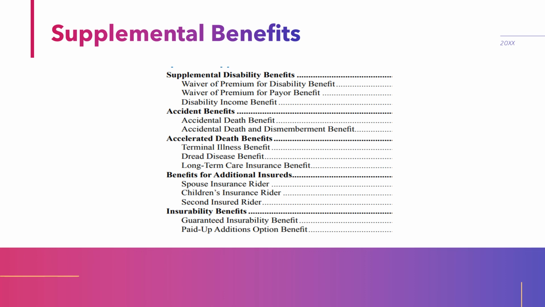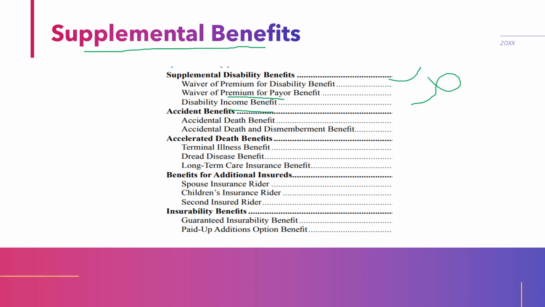Now we came to our last chapter, the supplemental benefits. This chapter also we are not covering in much detail. You can read it from the LOMA 280 PDF if you want. So we can go through it as an overview. Supplemental disability benefit: in this we have waiver of premium for disability benefit, waiver of premium for payer benefit, and the disability income benefit. This is all about once you suffer a disability, you have the option of the waiver of premium. So that is the supplemental benefit in disability.